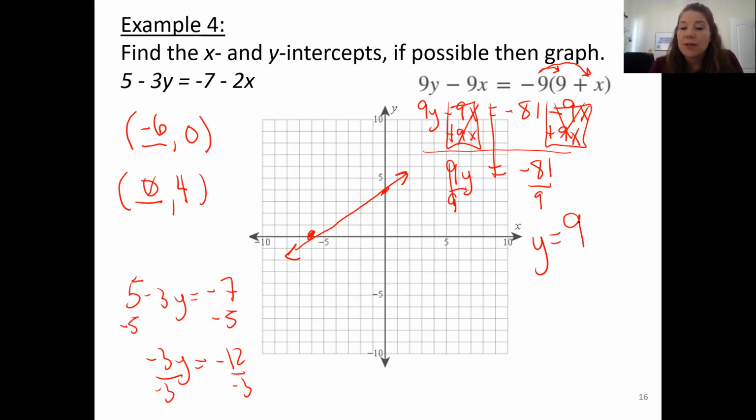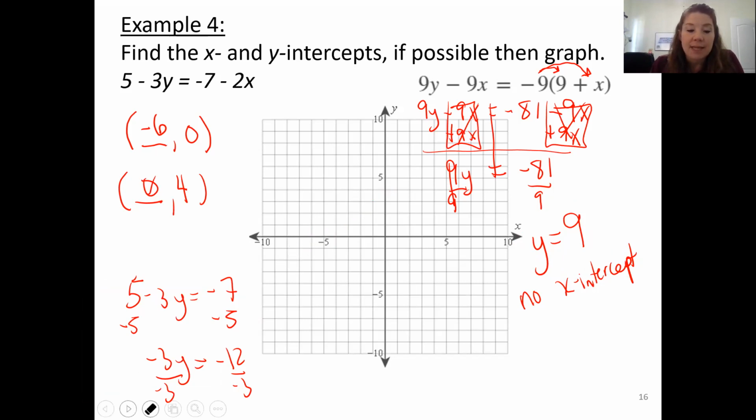So if you end up without a variable x, that means there is no x-intercept. And one of your options on Hawks is something like "doesn't exist," I think is what it says. But if you end up with no x, that means there's no x-intercept. If you end up with only an x in the equation and no y, that means you do not have a y-intercept.